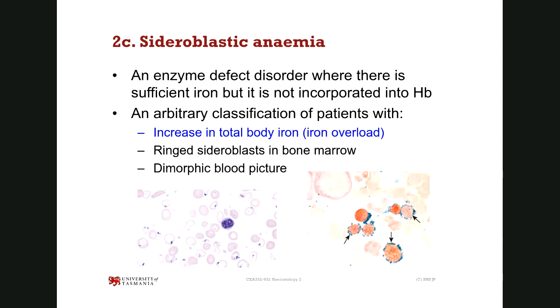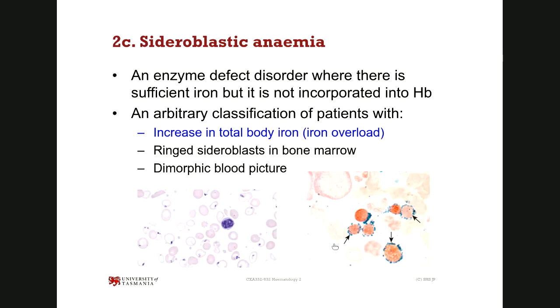So mutations that affect the first step in heme synthesis, which is the formation of aminolevulinic acid, result in sideroblastic anemia. So that's what causes it. There's lots of inherited and acquired conditions that result in sideroblastic anemia, but they all have these three things in common. They have an increase in total body iron, and we refer to this as iron overload, and they have the presence of ringed sideroblasts in the bone marrow. So once again, to diagnose sideroblastic anemia, you do need to do a bone marrow examination, because these ringed sideroblasts are definitive and diagnostic of the condition.